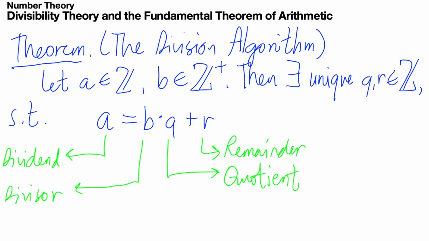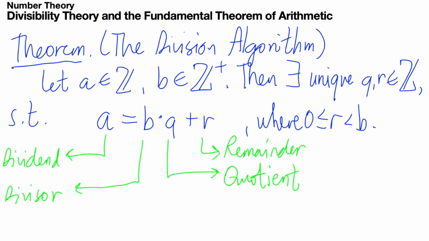And of course, the very important part: r is strictly less than b, but it can be greater than or equal to 0. That is our remainder, because going back to our arithmetic, if r were equal to b, it could be put into the quotient, so it should be strictly less than b.